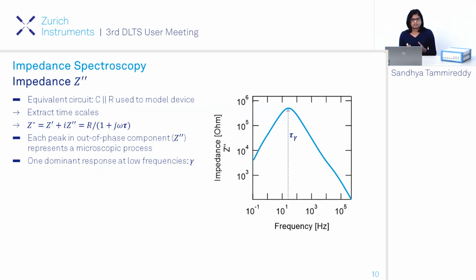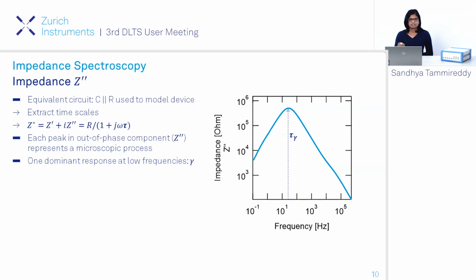By assuming a certain equivalent circuit model, you would be able to quantify the resistance and capacitance contributions coming from your device. And when you do that, you can mathematically extract the quantities, resistance and the time constants of your circuit. In principle, a time constant represents a microscopic process involved in your device. So each peak in the right-hand side picture, which is impedance as a function of frequency, tells you there is something going on at these time scales.